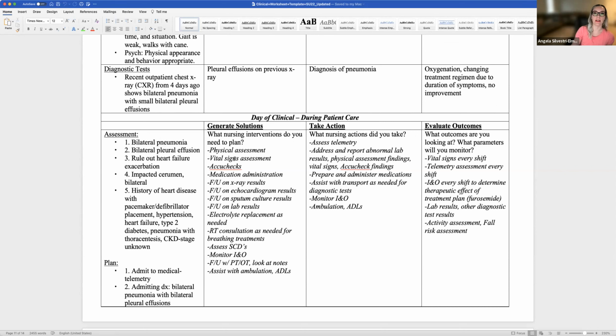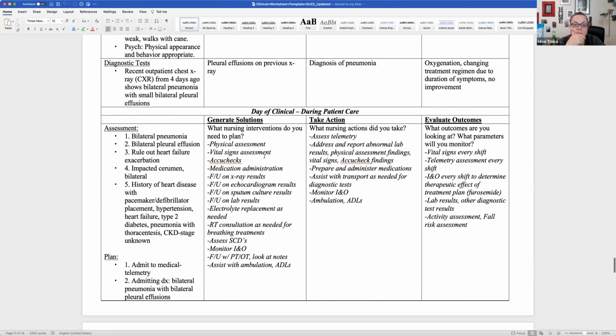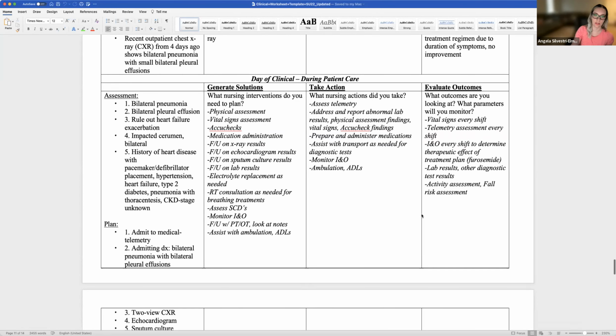They could list those there, and then here's the remaining cognitive skills: generate solutions, take action, evaluate outcomes. So based off of the assessment and the plan, what nursing interventions do you need to plan? Have them list them out. And then these two columns are really after they take care of the patient. So what actions did you take? And then what was the evaluation of those actions?